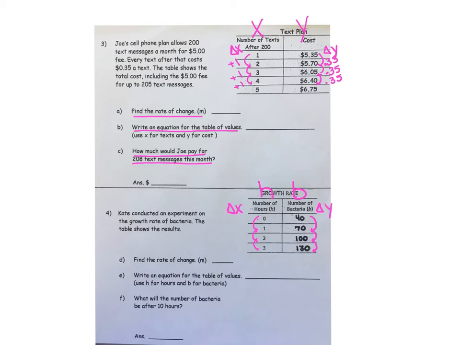When you've completed both problems, check your work against the answer key that has been posted. This concludes this video on writing an equation given a table of values and a story problem.